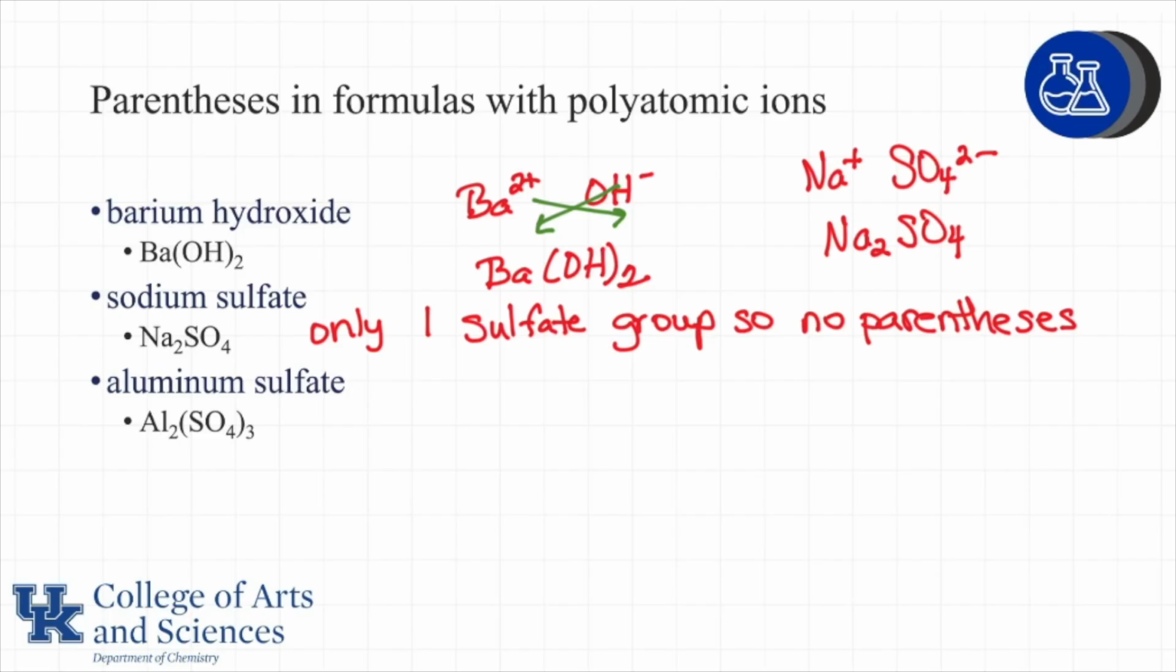For aluminum sulfate, we have Al3+ and SO4 2-. We crisscross down, and we get Al2 SO4 3. Notice that the 4 doesn't change. That 4 belongs to the sulfate group as SO4. We never change the formula of the polyatomic ion. We can only put it in parentheses and put a subscript outside it, in this case 3, in order to get a balance of charge.